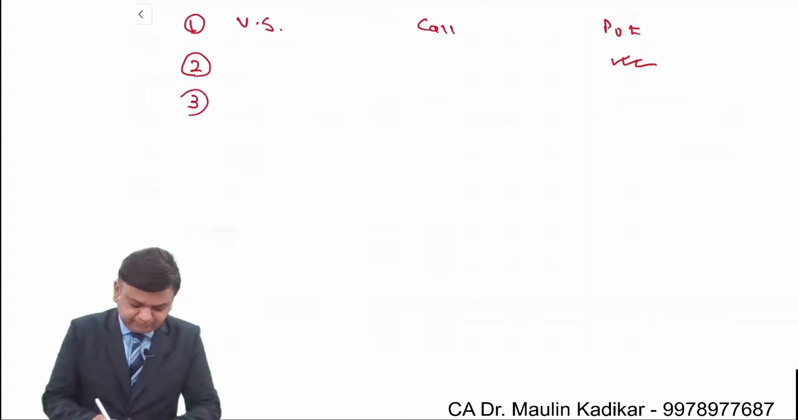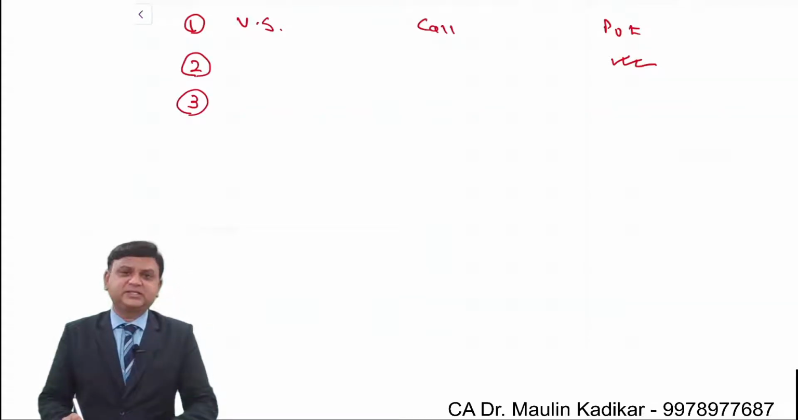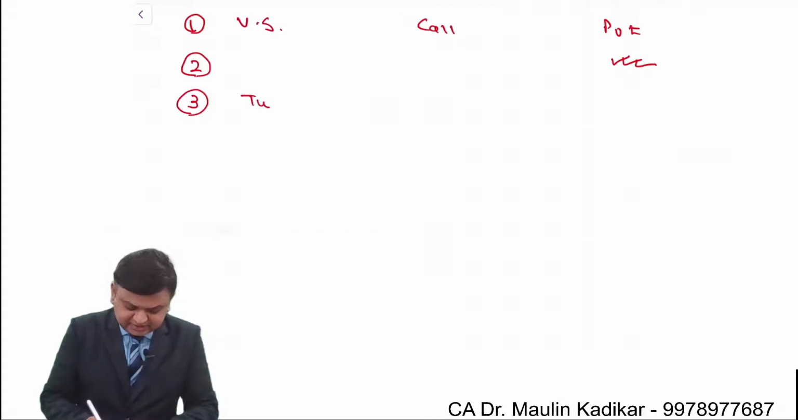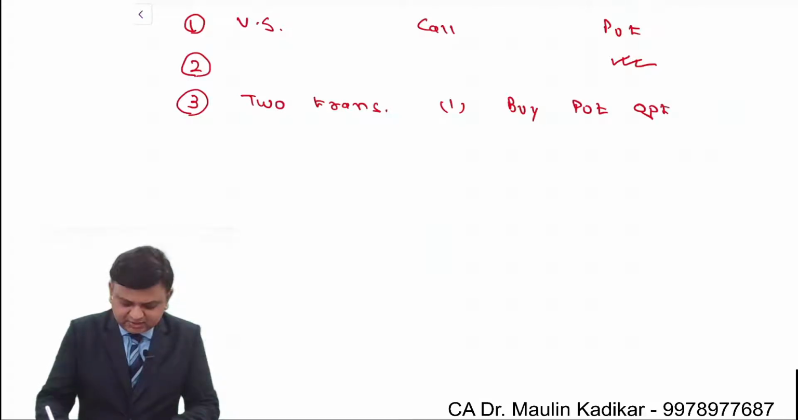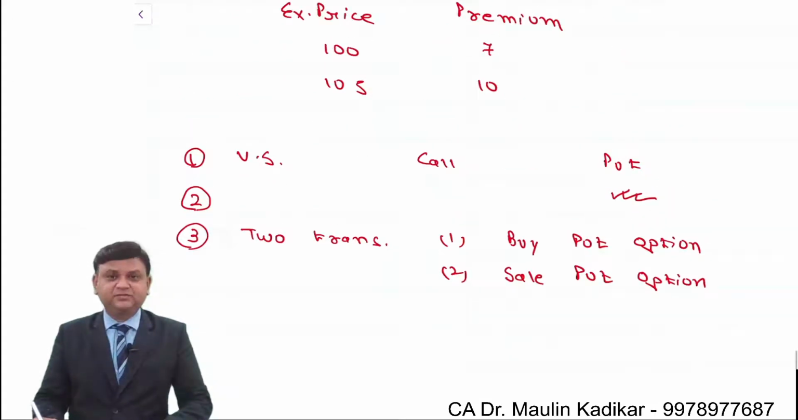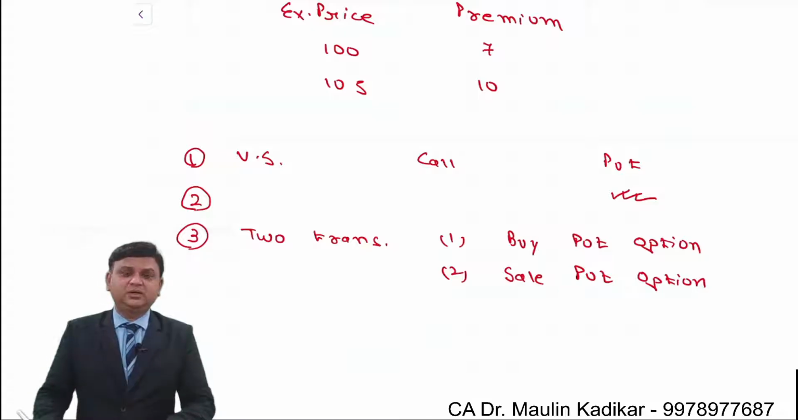Third, we understand that over here we are required to enter into two transactions at one point of time. One is to buy put option and another is to sell put option. Like that, these are the two transactions in which we have to enter upon. Of course, we will enter upon into these transactions at different exercise price.